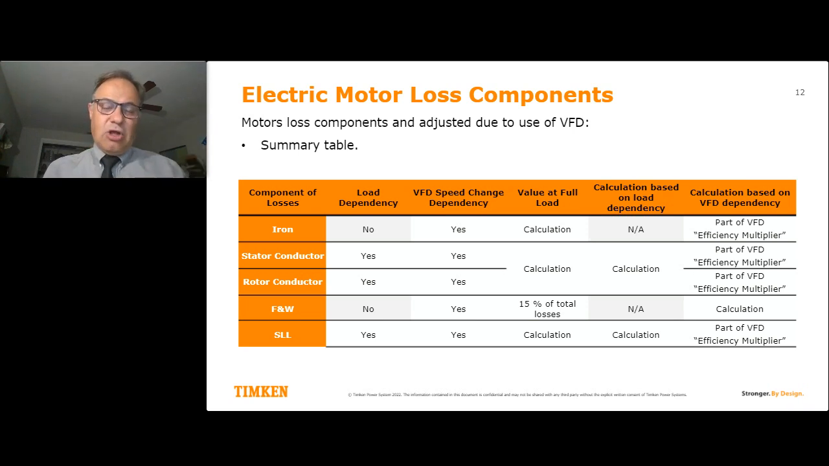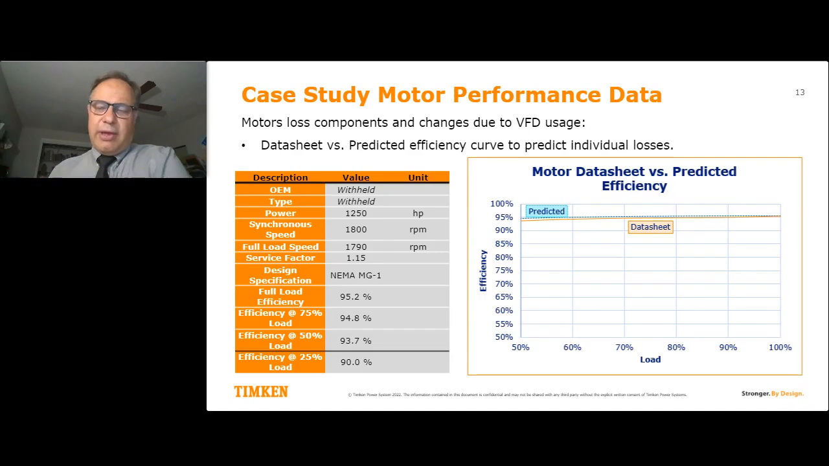Now, using that in our examples, we'll see where we get to this efficiency calculation. Now, for our load, I've selected a... sorry, let me get back to the motor. We've got actual real data from an OEM of a 1250 horsepower motor, a 4-pole motor. It's got a service factor of 1.15. It's built to NEMA MG1.